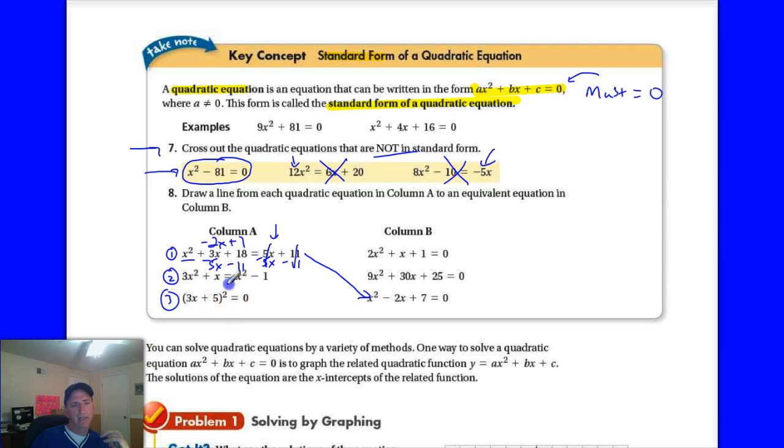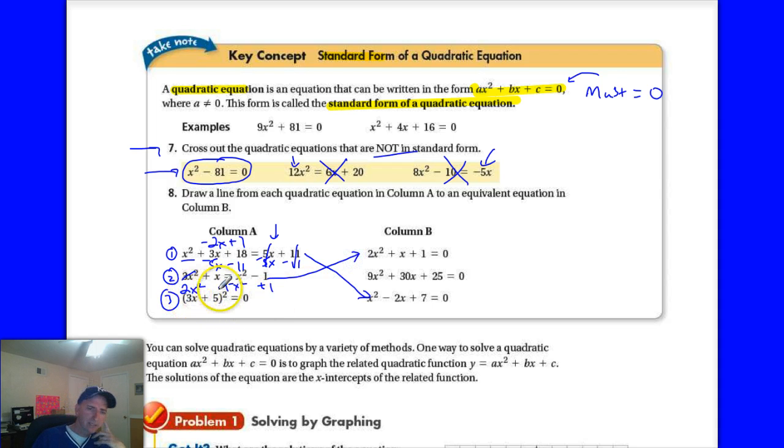Number 2, if we did the same thing, you'd have to subtract x squared, and you'd have to add 1. So if you subtract x squared, that would become 2x squared. And if you subtract 1, that doesn't have a like term, so it would just be minus 1. So this one goes with that top equation.